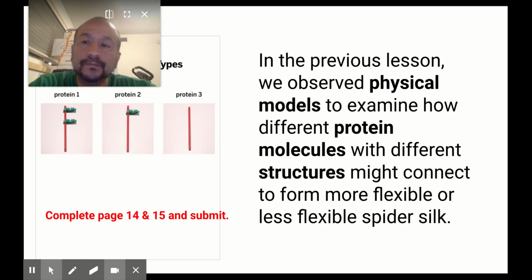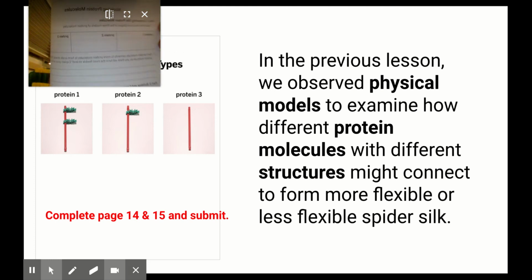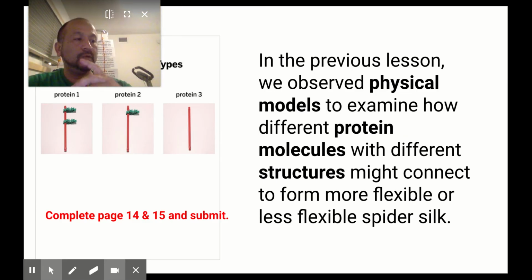So we have 3 different types of proteins, and we're going to need page 14 and 15. So we're going to grab page 14 and 15. And on page 14, it asks you to draw protein 1, protein 2, and protein 3. 3 different types of protein molecules that spiders make.